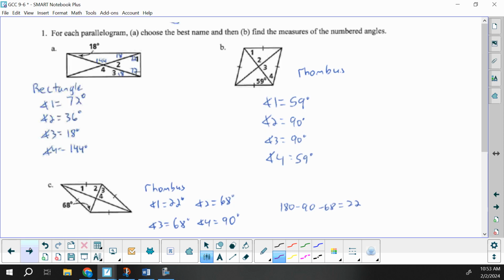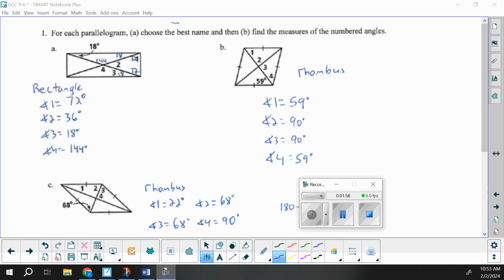Moving over to the homework. All these originated as parallelograms, and then we had to decide based on the markings which more specific parallelogram we could call it. So A had a parallelogram with a right angle, the box there, so that's a rectangle. Based on alternate interior angles, we get that angle 3 is 18.